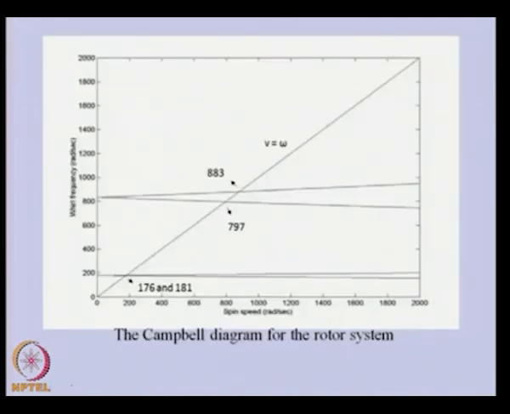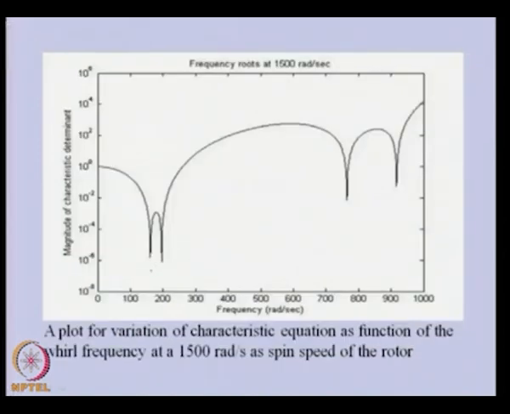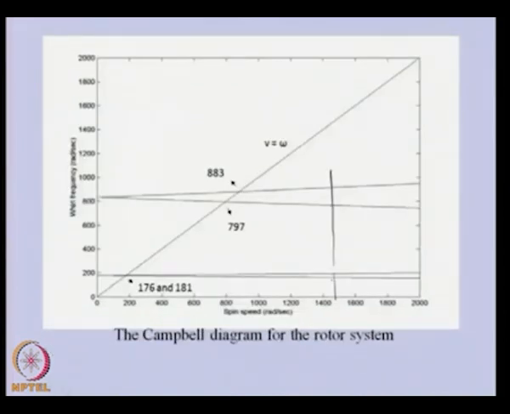So, you can see this is the spin speed, and these are the 4 natural frequencies which we are getting. At one particular speed, let us say 1500 here, we had 4 intercepts, 1, 2, 3, 4. Those 4 values belong to 2 here and 2 here. Similarly, we vary the speed in this range, and we obtain various points along these lines.